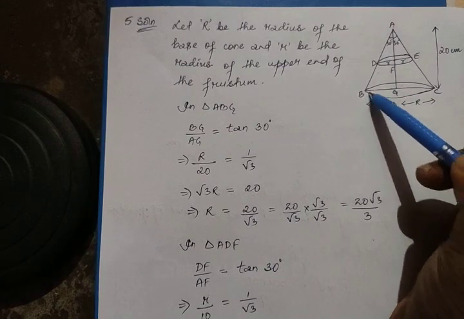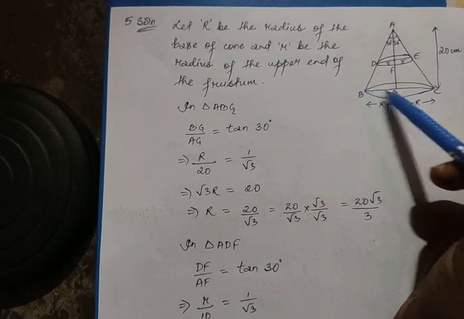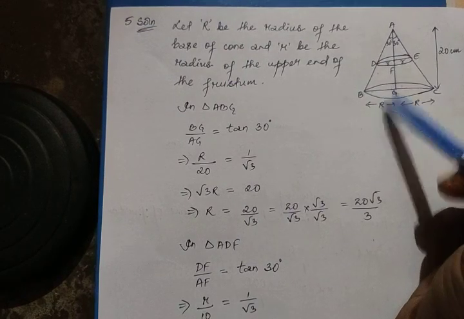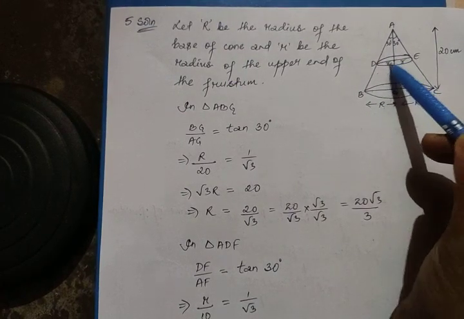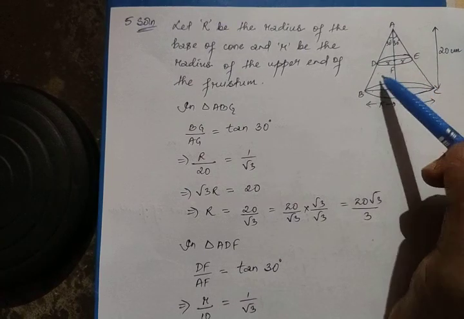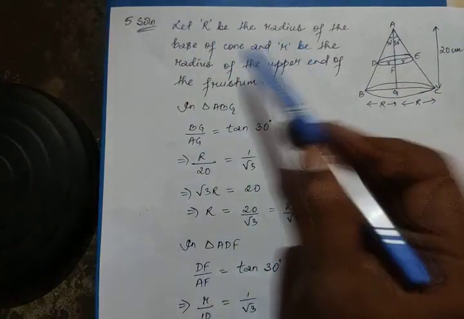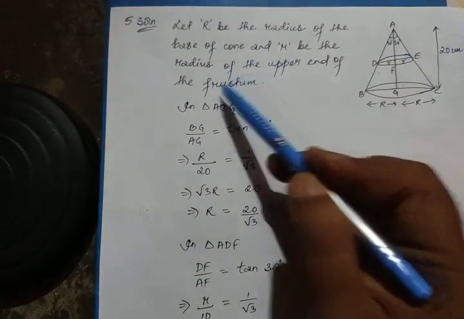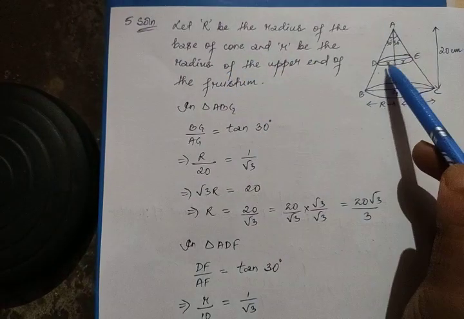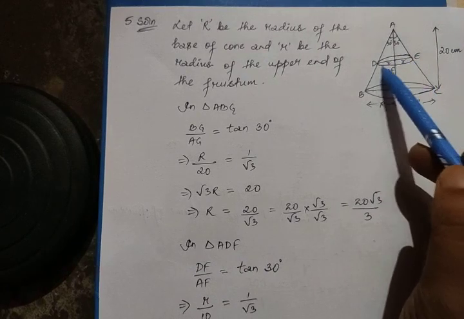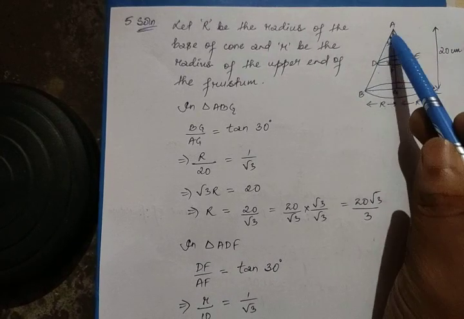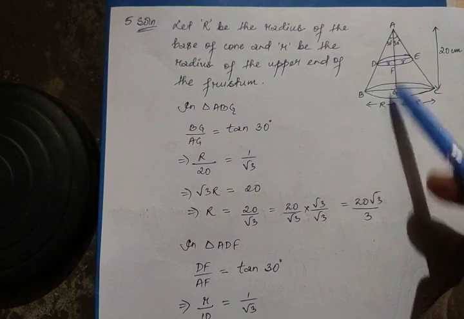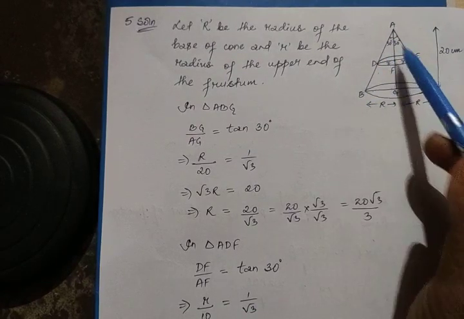And then this is the diameter, so half of this will be the radius. For the bigger end I have considered capital R, and for the smaller end I have considered small r. So here I have written: let R be the radius of the base of the cone, and small r be the radius of the upper end of the frustum. If you consider only this part, it is the frustum, and if you consider the whole part, it is a cone.